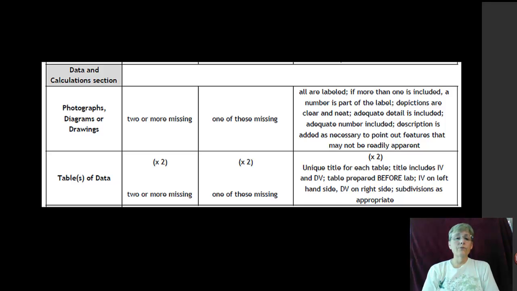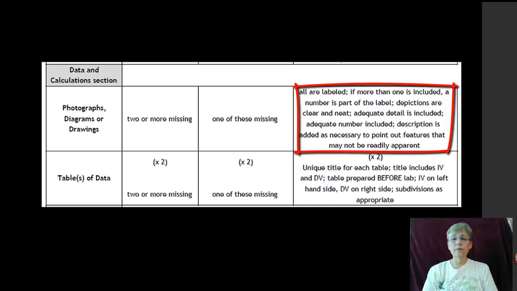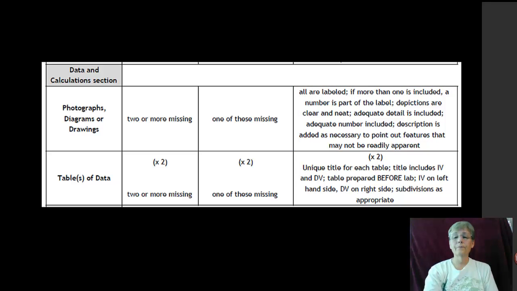So, looking at photographs, diagrams, or drawings, looking at the highest score, because that's what we want, the highest score possible, it says all are labeled. If more than one is included, a number is part of the label. Depictions are clear and neat. Adequate detail is included. Adequate number is included. Description is included as necessary to point out features that may not be readily apparent.